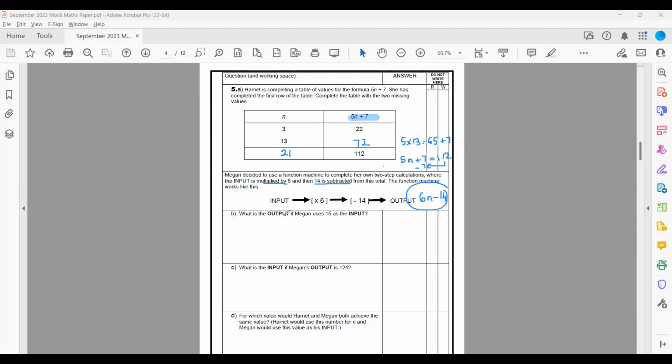Here we've been asked, what is the output if Megan uses 15 as the input? Megan puts 15 in and she times this by 6, which will give us 90. And then she takes away 14, which will give us 76.